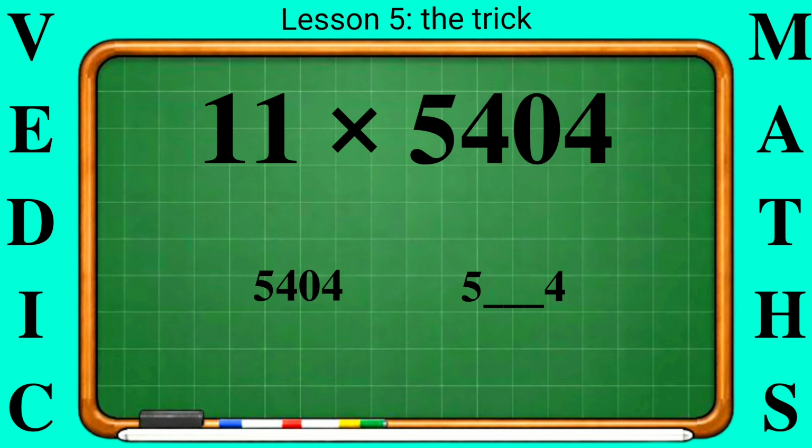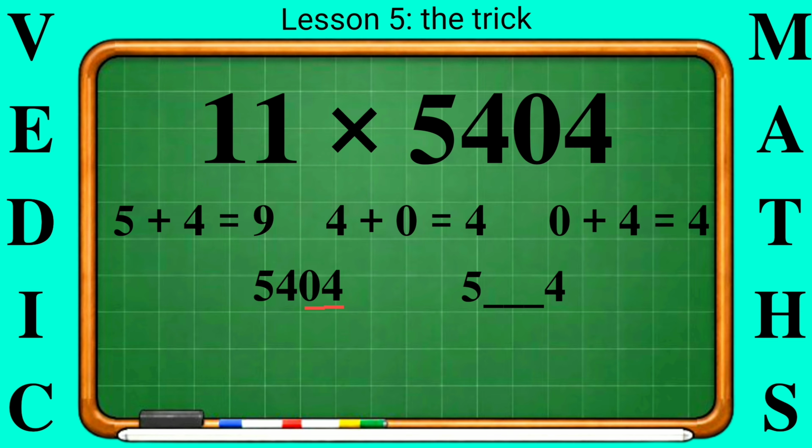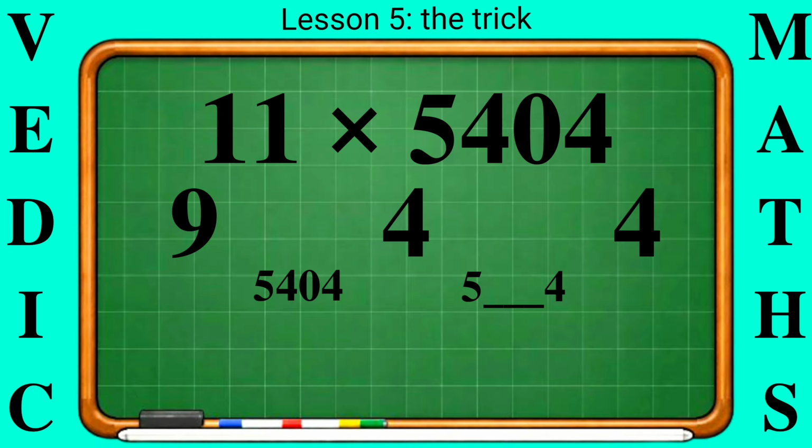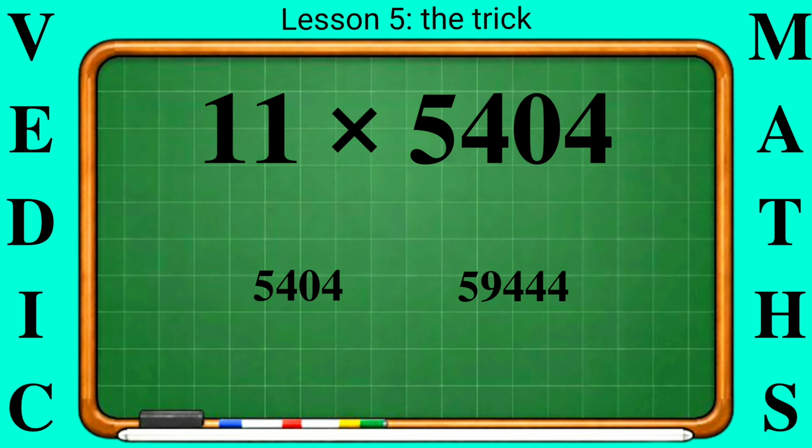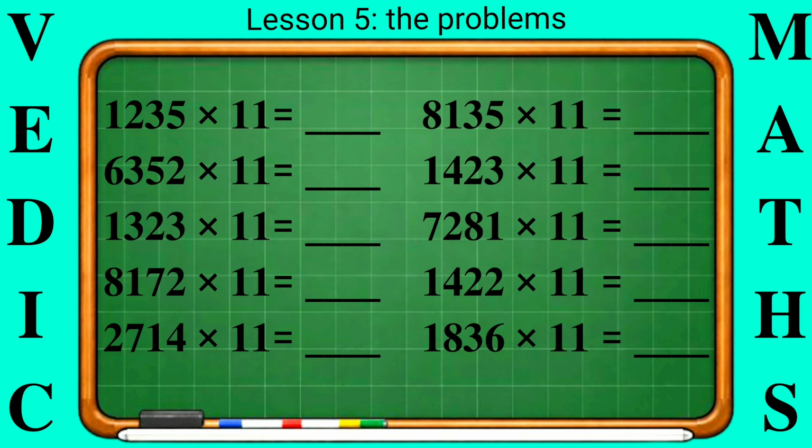So now we add the starting digit with the second digit, then the second digit with the third digit, and the third digit with the fourth digit, which is obviously the last. After doing all that, we get these numbers. Now we will have to put them in the middle. So done. It is 59,444. You can try those problems later on.